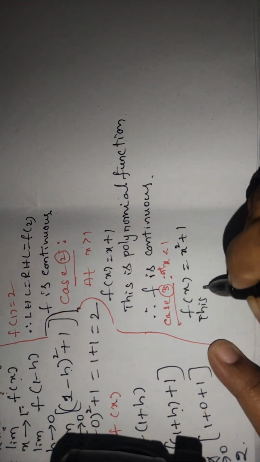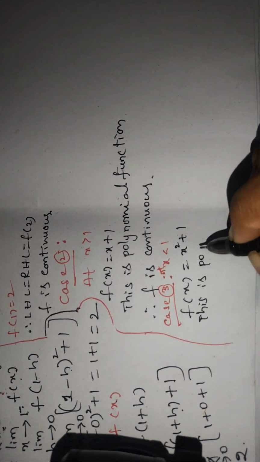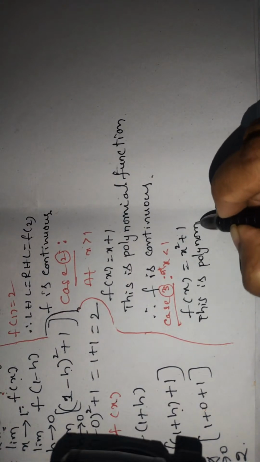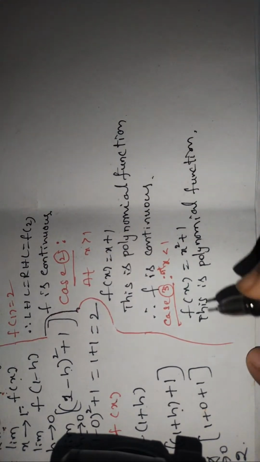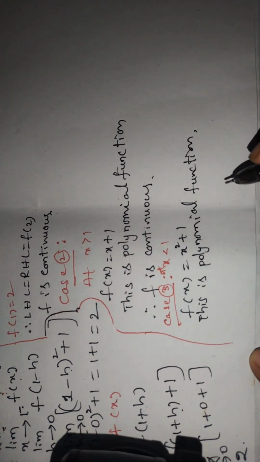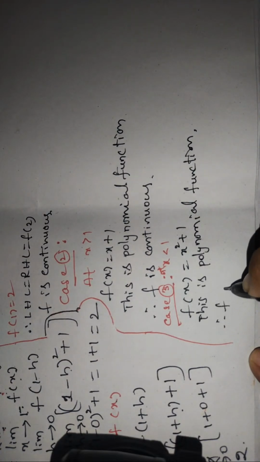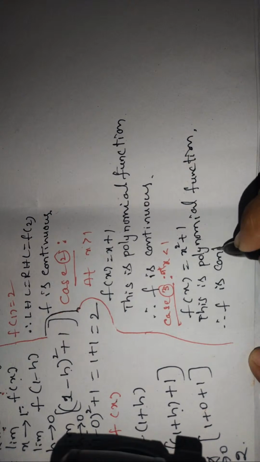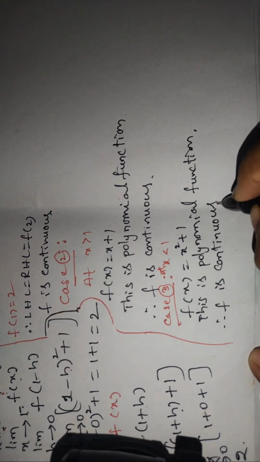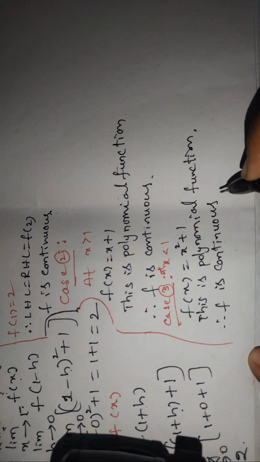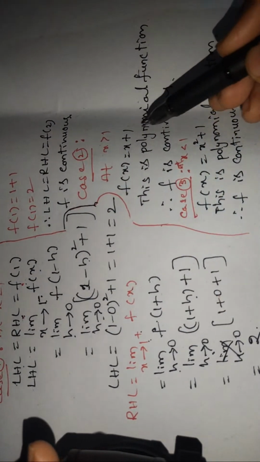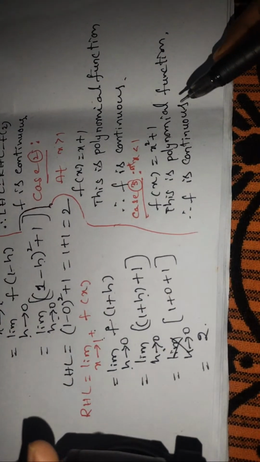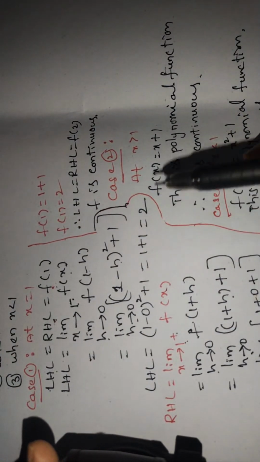This is a polynomial function. So this is polynomial function. Therefore f is continuous. And we will give final conclusion. How can we write the final conclusion? Means we check all the cases. Case 1, at case 1 it is continuous. Case 2, it is continuous. Case 3, also continuous. Means for all real numbers, f is continuous.